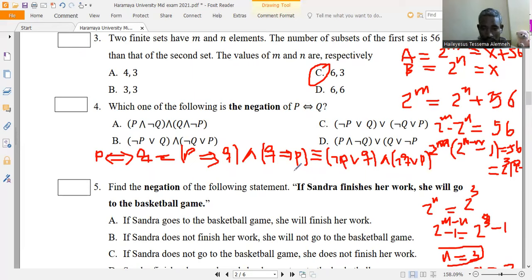Negation of p or q. What will it be? The negation of this one is p and negation of q.